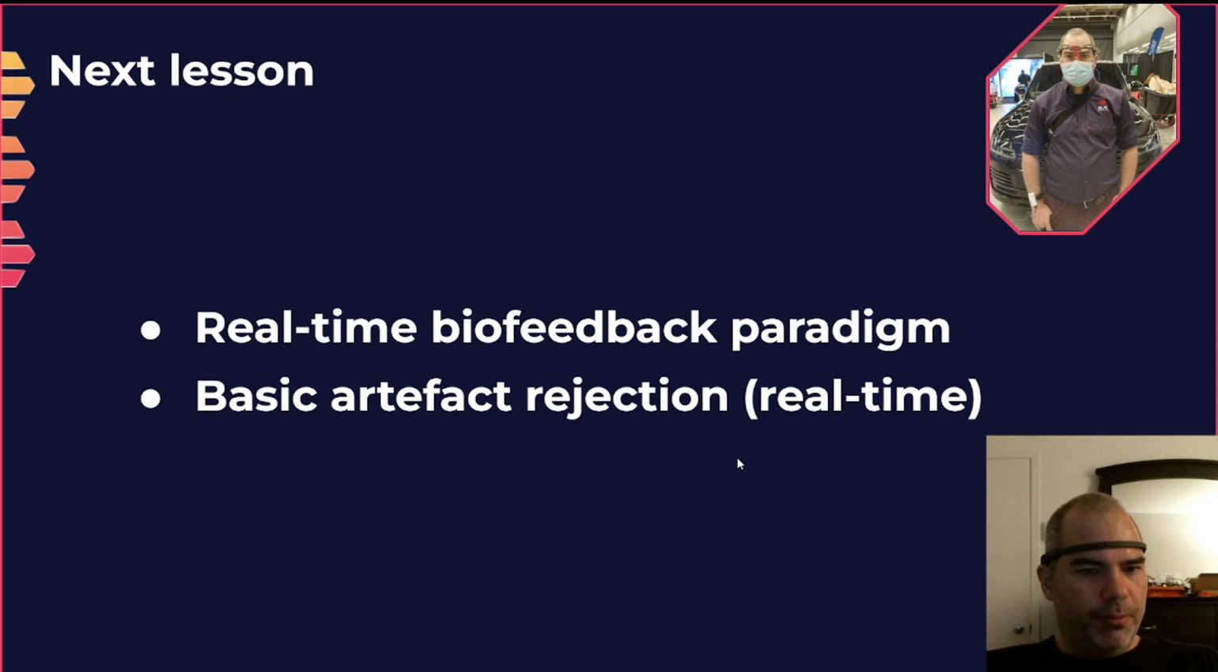And given this, we will begin to work with basic artifact rejection, so that we start to build something that is a little bit more robust to eye blinks and muscle artifacts than what we have right now. So this will be the topic for the next next lesson.